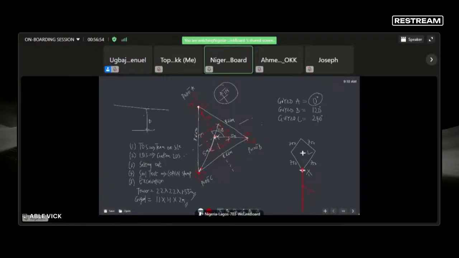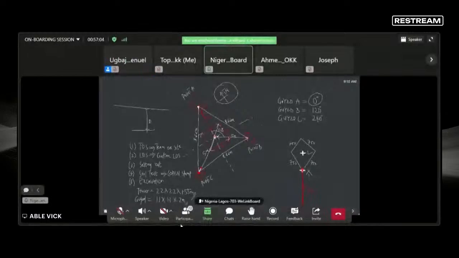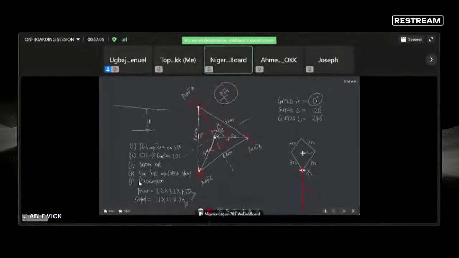So if the site is not relatively flat, what is only going to change is your depth. So your depth might be maybe 1.5. Instead of 1.55, you'll be having 1.5 or 1.45, depending on the terrain. But if relatively flat, this tower dimension must still remain the same: 2.2 by 2.2 by 1.55 meters, while your guide wire foundation should be 1.1 by 1.1 by 2 meters.